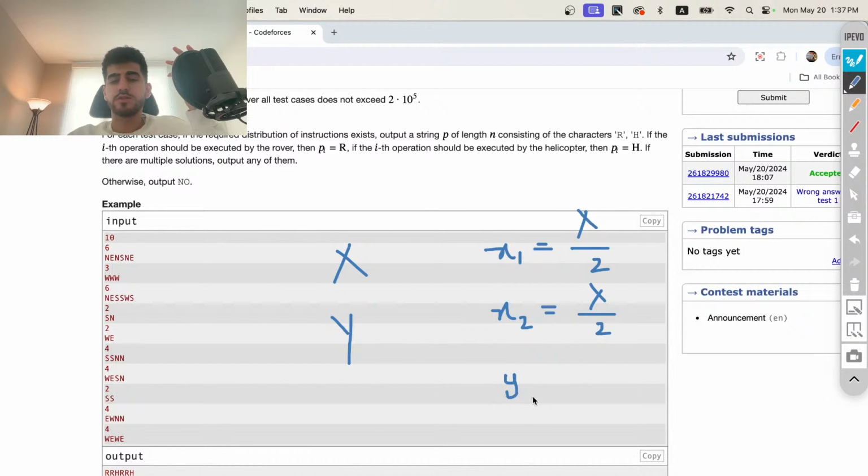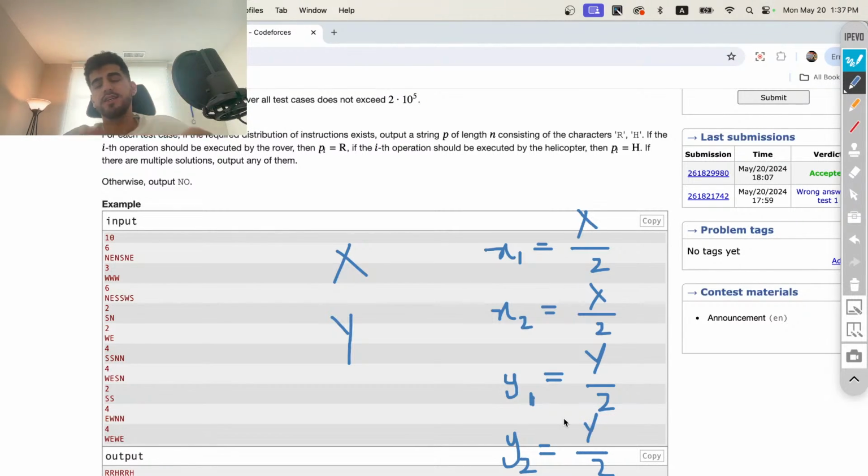y1 should be equal to capital Y half. And y2 should be equal to capital Y half. So now we know exactly where these two robots should go. And definitely, if we only care about robot 1, and we only try to move robot 1 or device 1 to point x1 and y1, then automatically the other robot will also go to this point.